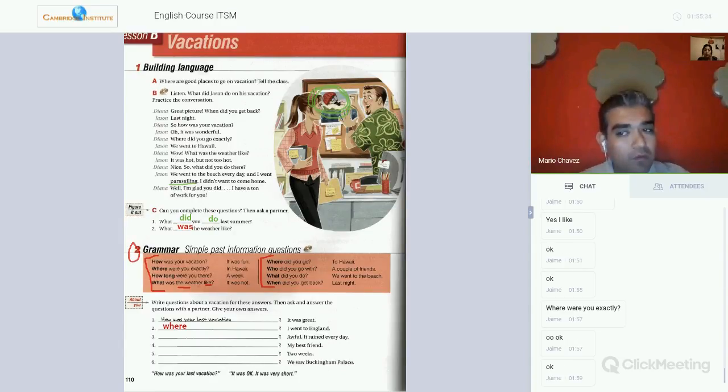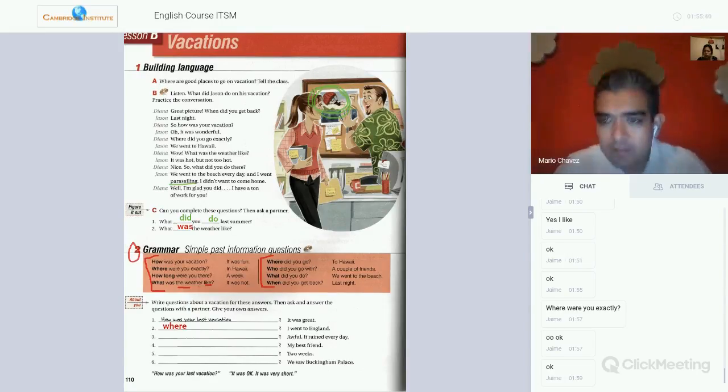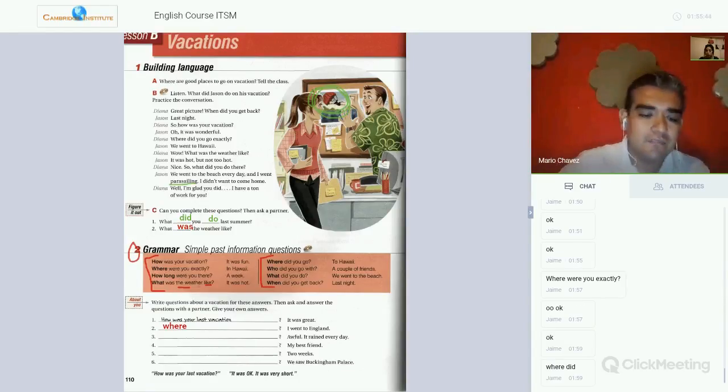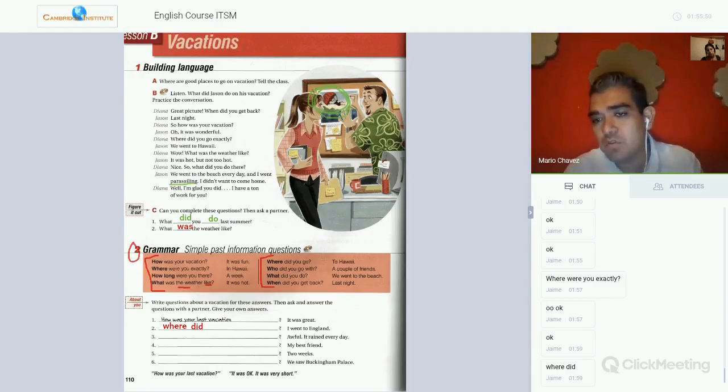Okay, so okay means did or was or where? Did, was, or where? Where did? Very good. Where did? Ahora, ¿cuál será la persona? I, he, she, it, we, you, or they? Where did the person? ¿Qué persona? What should we write?